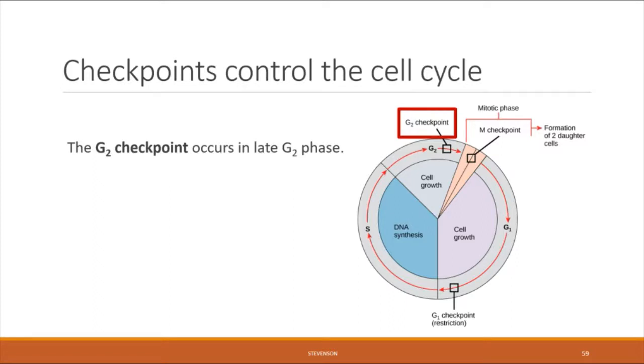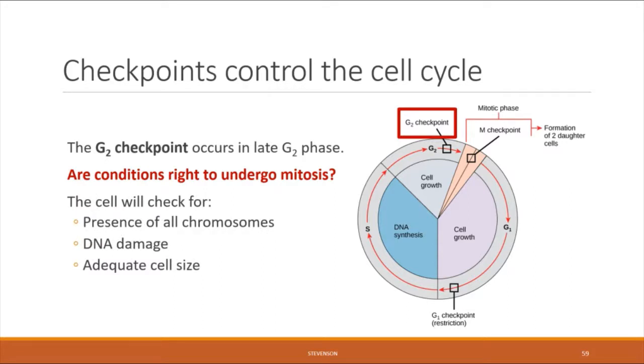If the cell passes that checkpoint, then it proceeds into S phase and then into G2 phase. And at the end of G2 phase, there comes the G2 checkpoint. At this point, the cell needs to answer the question of, are conditions right to undergo mitosis? Because remember, G2 is at the very end of interphase right before mitosis takes place. In the G2 checkpoint, the cell will check to determine whether all chromosomes have been properly created during S phase. It will also check to see if there has been any DNA damage. And finally, it will determine if its cell size is adequate to undergo mitosis.